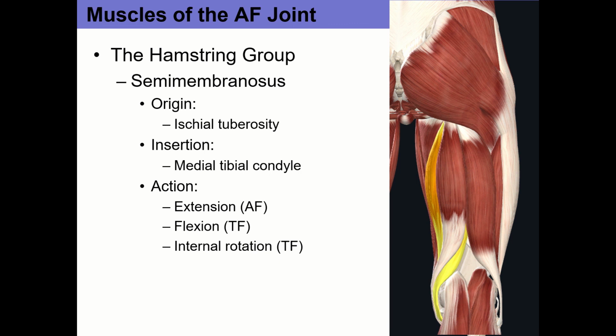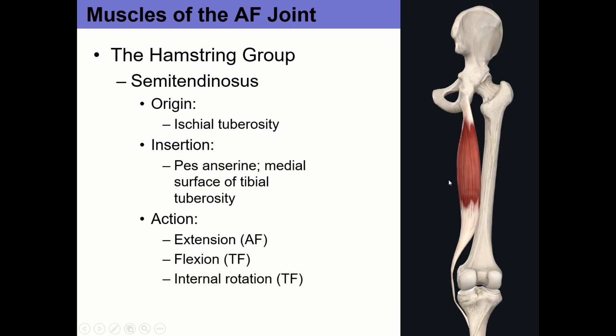And so you can see there on the picture where it's yellow, it's underneath semitendinosus. So semitendinosus is this one here. There's semitendinosus. So again, ischial tuberosity. It's going to insert at the pes anserine, again, along with the sartorius. So that medial aspect of the tibia, medial to the tibial tuberosity. Same 3 actions as semimembranosus: hip extension, or acetabulofemoral extension, tibiofemoral flexion, and tibiofemoral internal rotation.